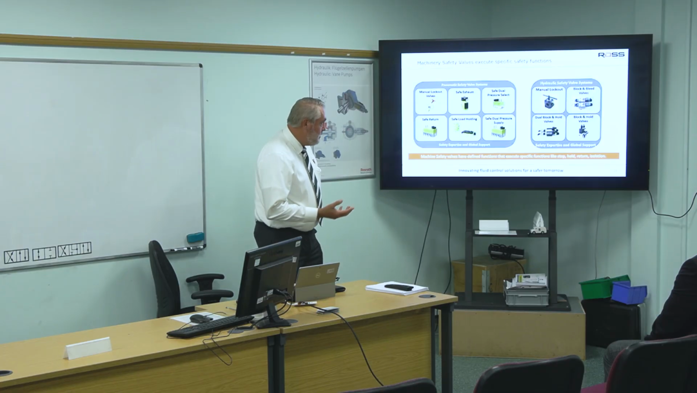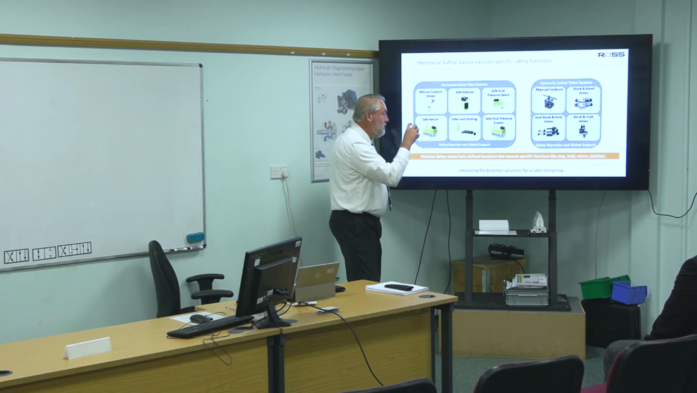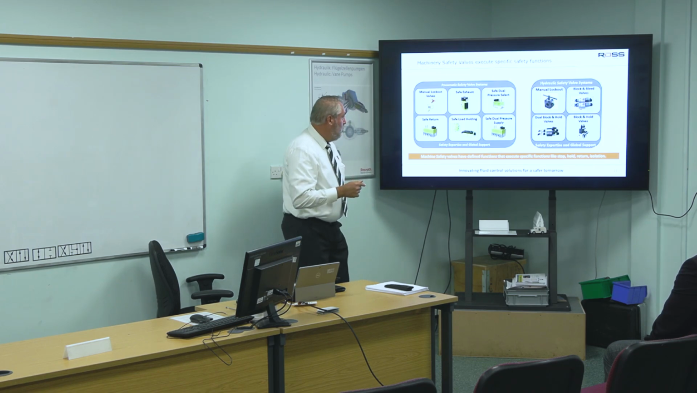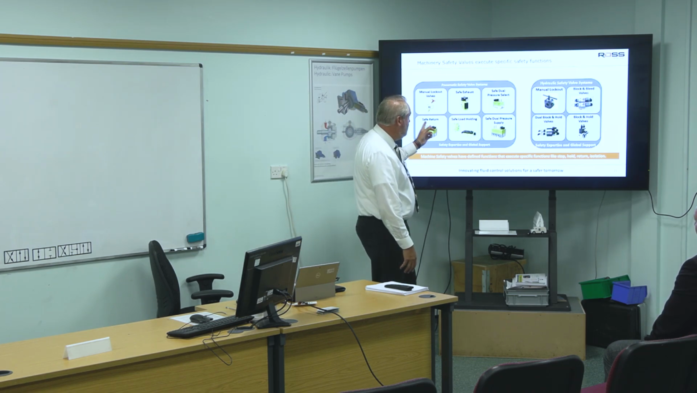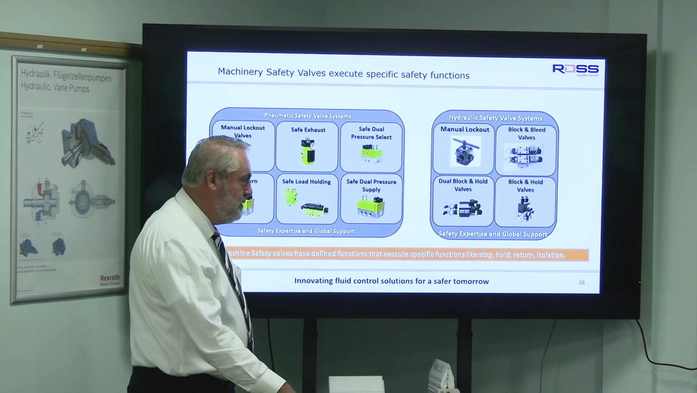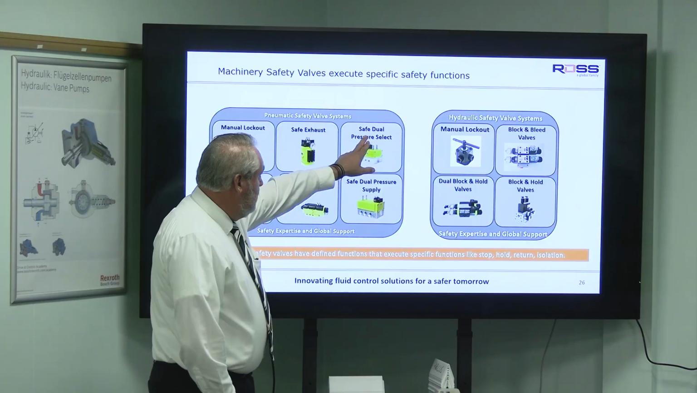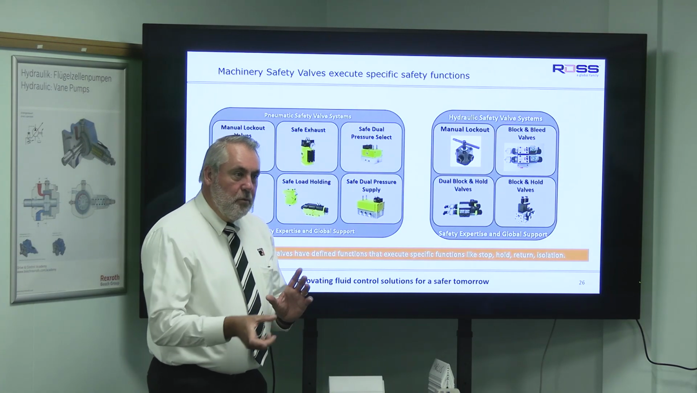And when we start looking at machine safety, the different valves do specific functions. And what I'm getting at, a lockout valve, of course, isolates and dissipates energy. Safe exhaust valve automatically by the control system dumps the air. Safe dual pressure select would switch between high and low pressure.